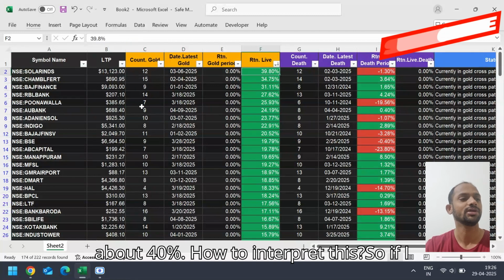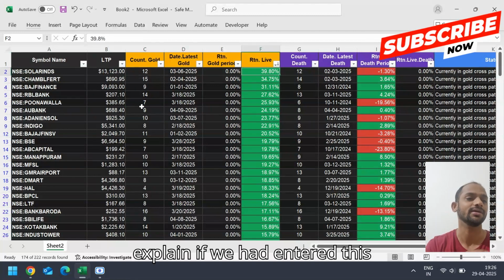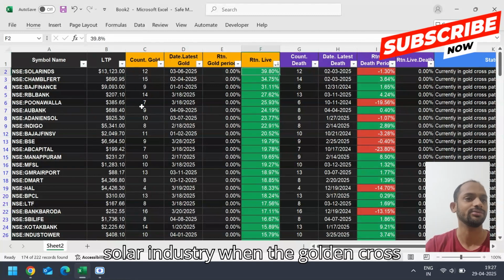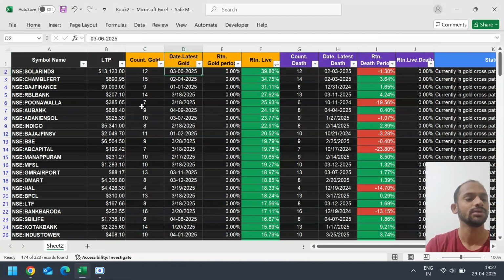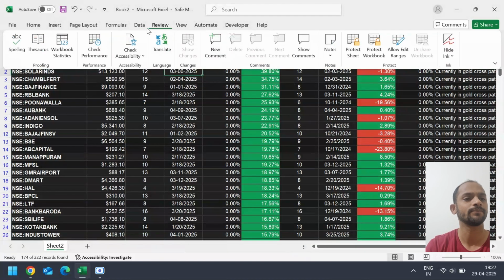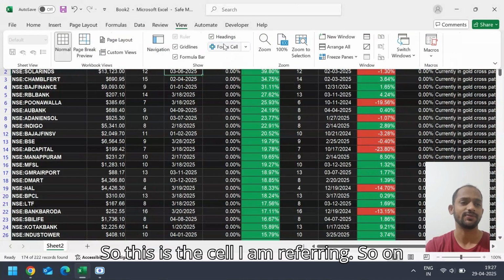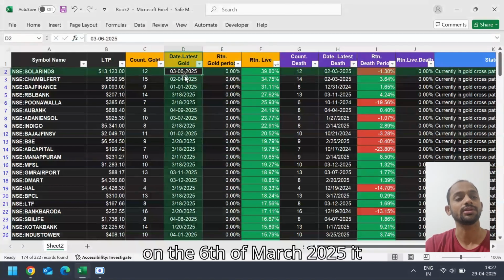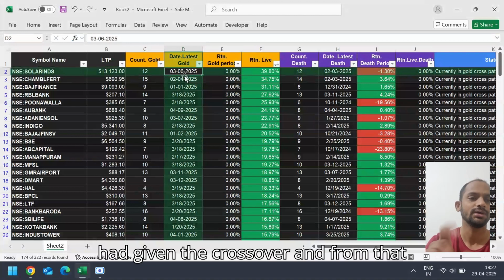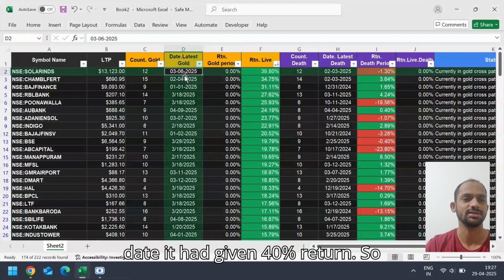How to interpret this? If I explain, if we had entered Solar Industries when the golden cross was given, this is the golden cross. I will highlight where I am referring. So this is the cell I am referring to. On the 6th of March 2025, it had given the crossover, and from that date it had given 40% return.